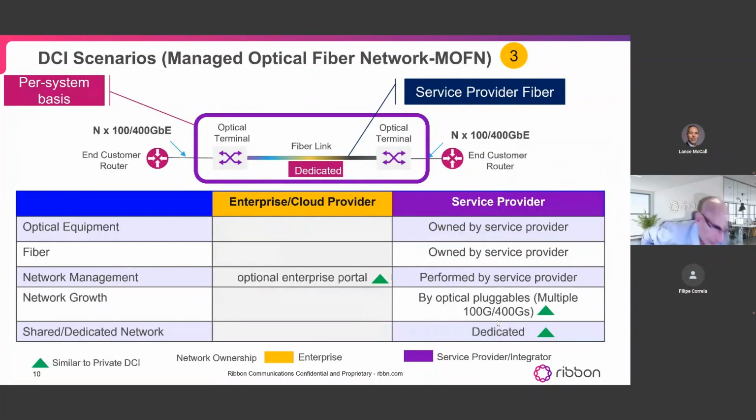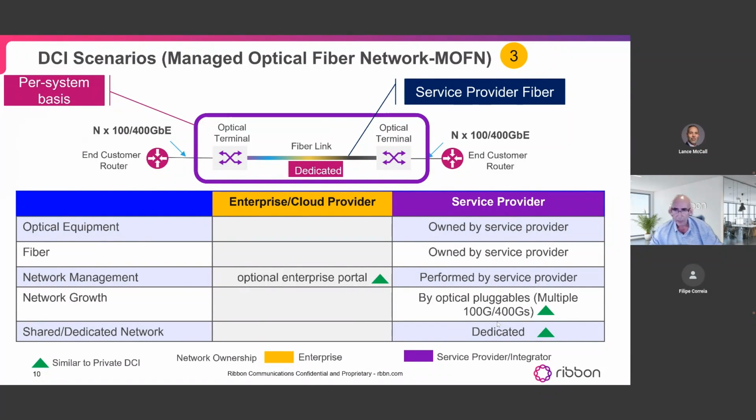Now let's look at the third option, and this is because I mentioned to you MOFN. MOFN is, I'd say, a hybrid of the two scenarios. It's a scenario where the enterprise or cloud provider wants a dedicated network, but for whatever reason, it needs to be owned and managed by the service provider. And we're going to talk about some of the reasons why that's true. But the model here is, again, optical equipment and the fiber is owned and operated by the service provider.